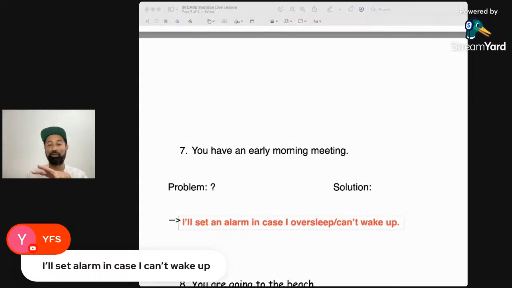Excellent. So I have actually a question. How many alarms do you set? I'm crazy. I'll set like 5, 6, 7 alarms. I'm always worried I'm not going to wake up.